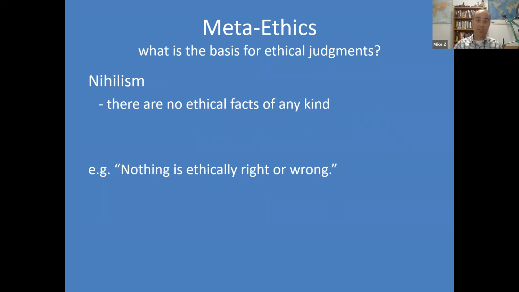Okay, here's the more dramatic one. The ethical nihilist says that there are just no ethical facts of any kind. They deny it completely. A lot of modern ethicists find this a bit of a puzzling viewpoint, right? The nihilist would say that nothing is ethically right or wrong. Killing, stealing, assault, all these horrible things that we think of, there's nothing right or wrong about them. Right and wrong just doesn't exist, according to the nihilist, which seems like a pretty exhausting viewpoint. But that's the quick overview of the three general viewpoints on metaethics.